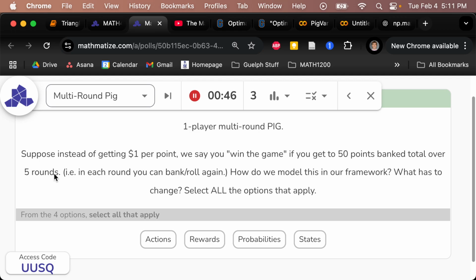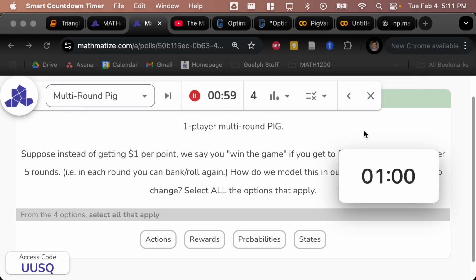And so I want you guys to think of what is going to have to change to solve this new problem. So this is like 1-player multi-round Pig. What do we have to change? What's going to be the new problem? Okay, I'll give you a minute to do this, and then we'll take it up, and I will tell you the answers.